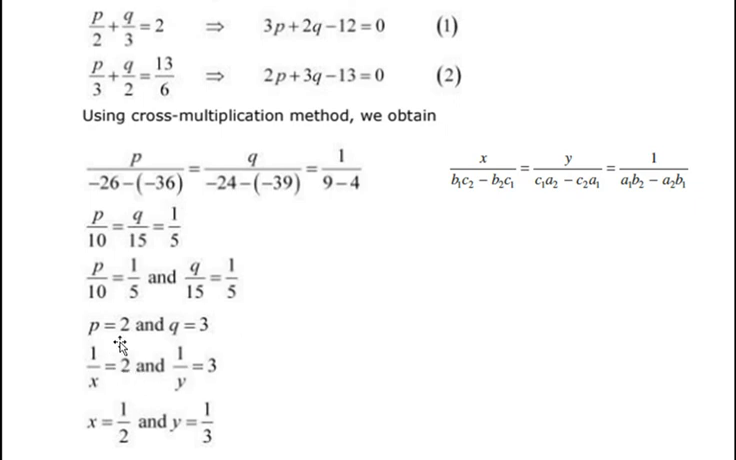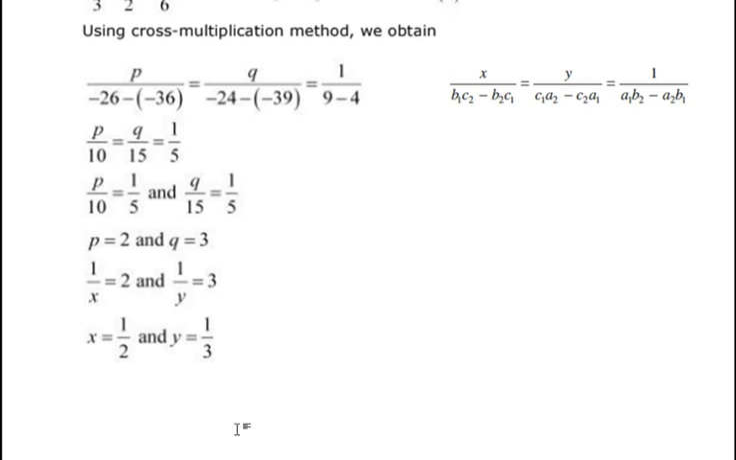Now p equals 2. What was p? p was 1 by x. So 1 by x is equal to 2. Now x is equal to the reciprocal of 2, that means 1 by 2. Similarly, we had let 1 by y as q. Now 1 by y is equal to 3. Now taking the reciprocal, y is equal to 1 by 3.